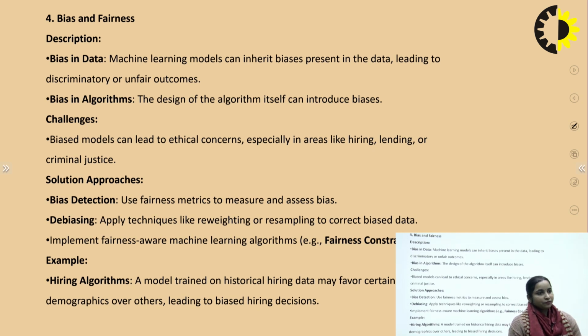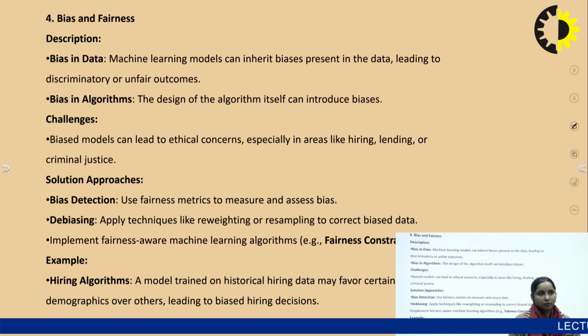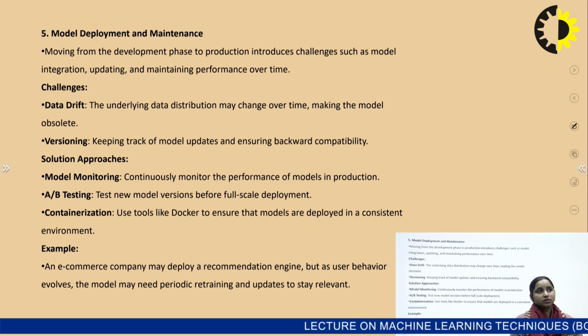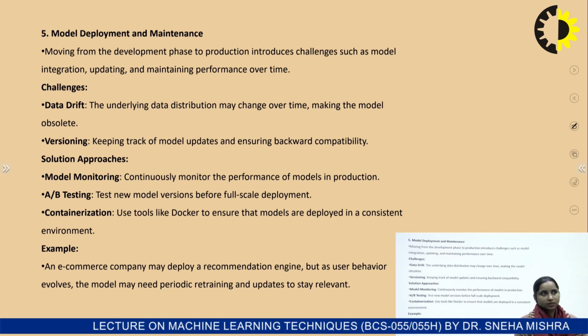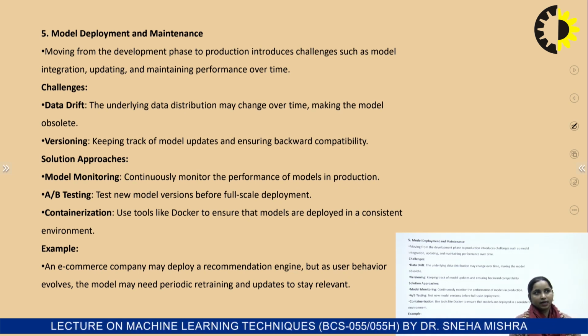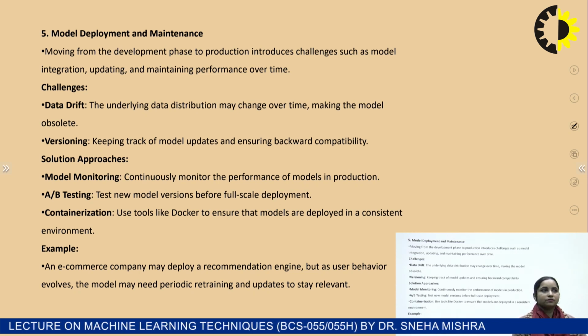The example of this is hiring algorithm. A model trained on historical hiring data may favor certain demographics over others, leading to the biased hiring decisions. Next issue is model deployment and maintenance. So in model deployment and maintenance, moving from the development phase to the production introduces challenges such as model integration, updating and maintaining the performance over time.